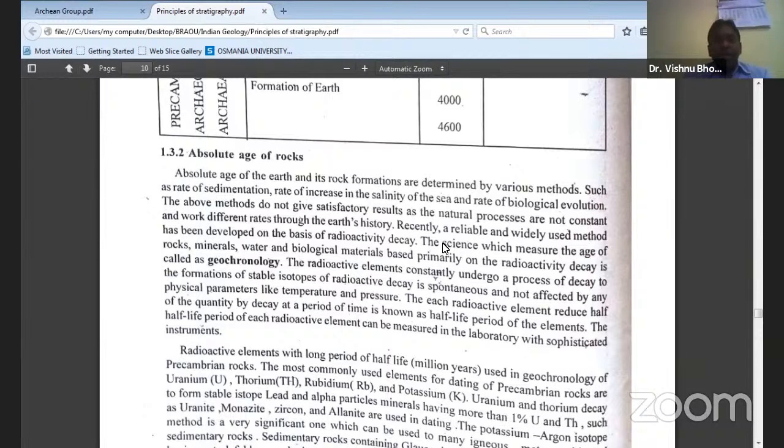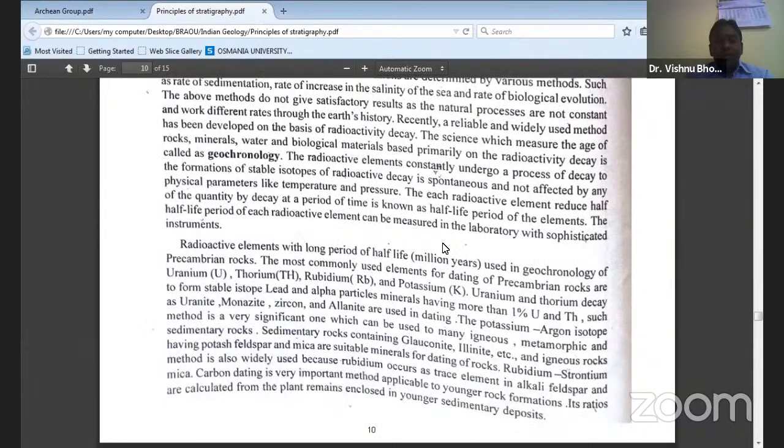And here we use constantly and continuously the radioactive elements in the process of decay, and it gives us information about the stable isotopes, isotopes of life, and it measures physical parameters like temperature and pressure. Each radioactive element reduces its quantity by half over a period of decay, and that is known as the half-life period of different elements which we use in the study of isotopes.